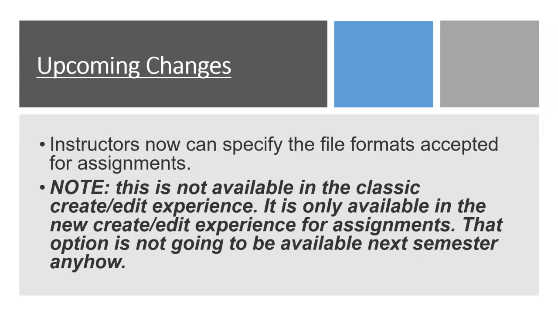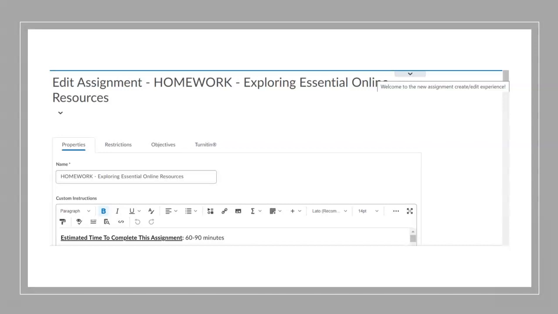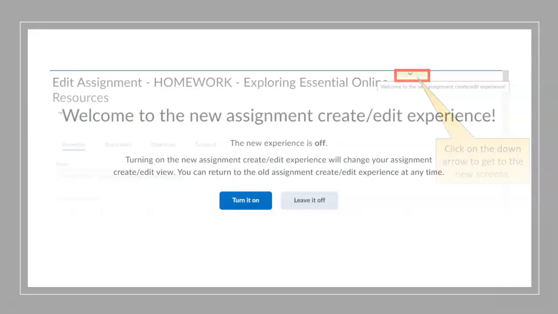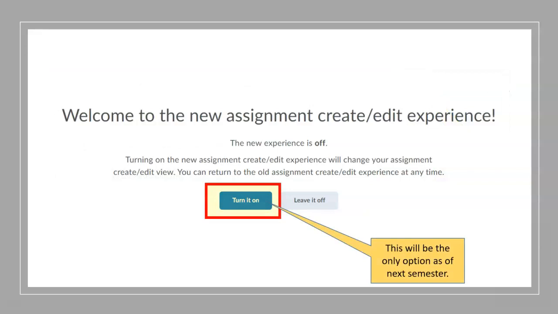This is being referred to as the new Create Edit experience. You can still toggle between the two through the end of this semester to see the differences, but it will be a permanent change as of next semester. Go to the Assignments page, choose a folder, and Edit Assignment. At the top of the page, you will see a small down arrow. This is where you can see the two different versions.